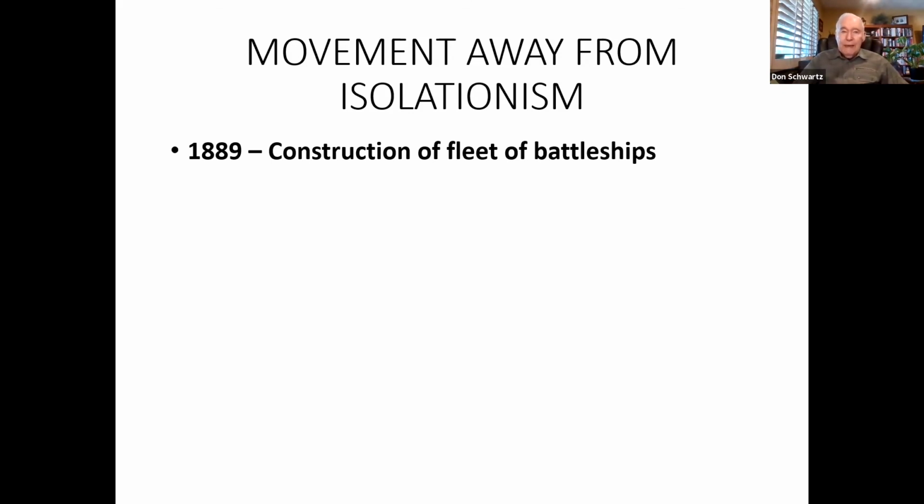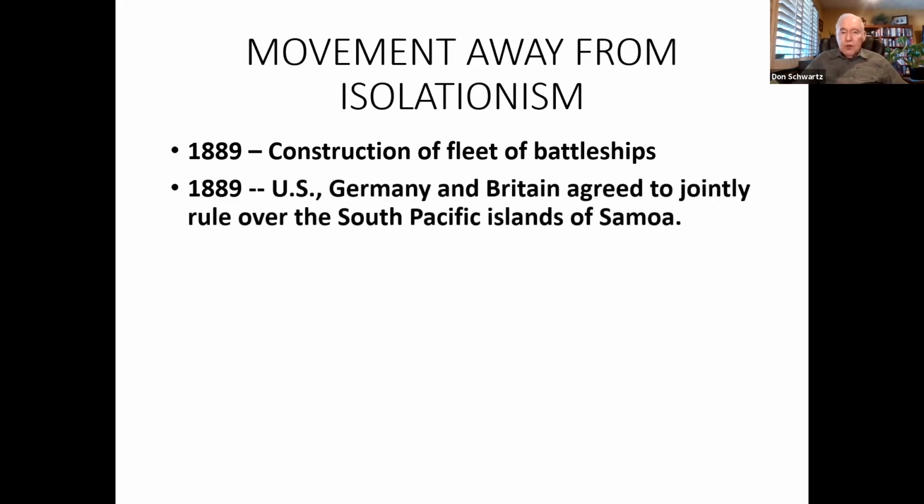And also in 1889, the United States, Germany, and Britain agreed to jointly rule over the South Pacific island of Samoa. That agreement was a clear violation of isolationism because it entangled the United States with Britain and Germany. And those three nations ruled over the peoples of Samoa. But those who supported the agreement argued that the United States needed Samoa so that American ships could refuel on their way to Asia.